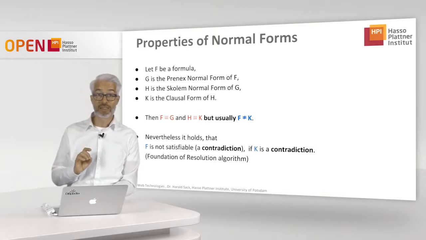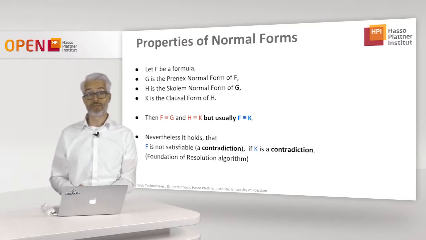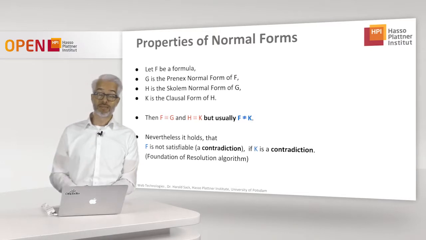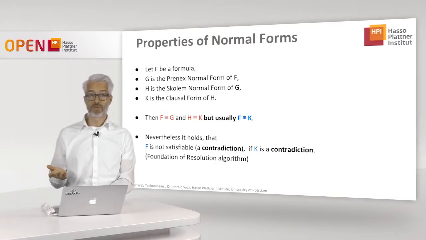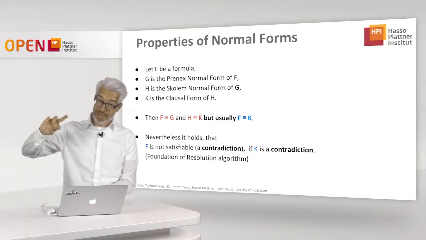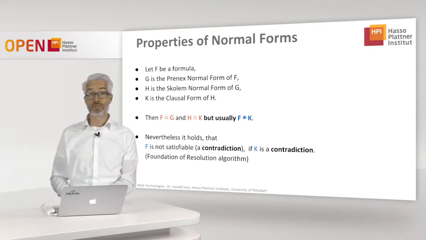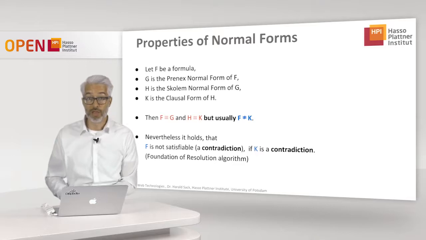Nevertheless, it holds that f is not satisfiable, so the original formula is a contradiction, exactly if also the Clausal form is a contradiction. And again, this will be the basis of one of our inference algorithms for first-order logic, which is called resolution. And you see again here the proof has to turn around. You do a proof by refutation. So the algorithm will show that we have a contradiction. The basis of that is, of course, these properties of the normal forms, which stay consistent over contradiction, and this is a property that we require.